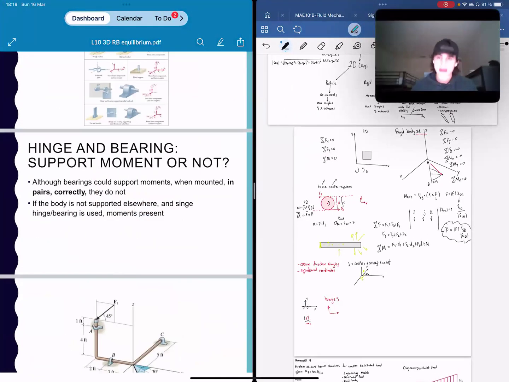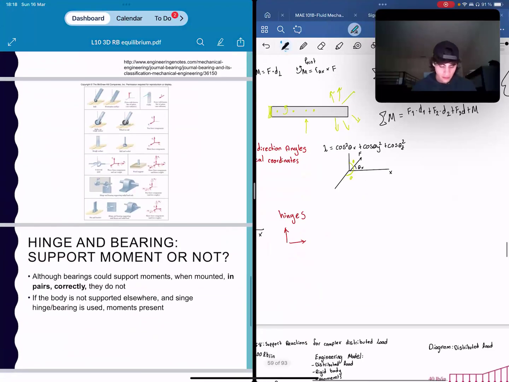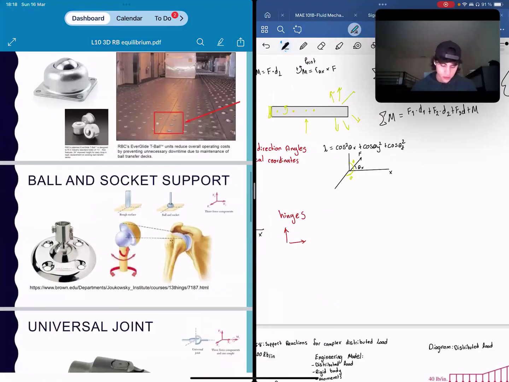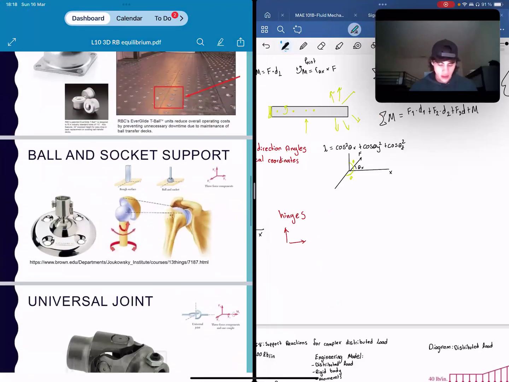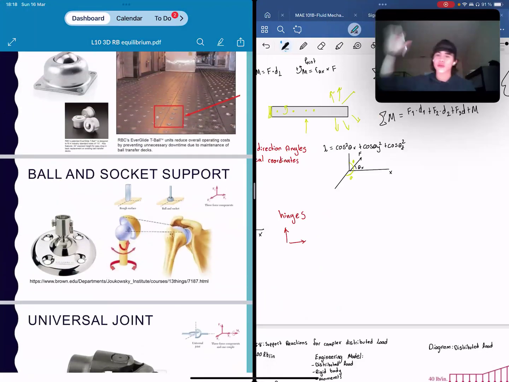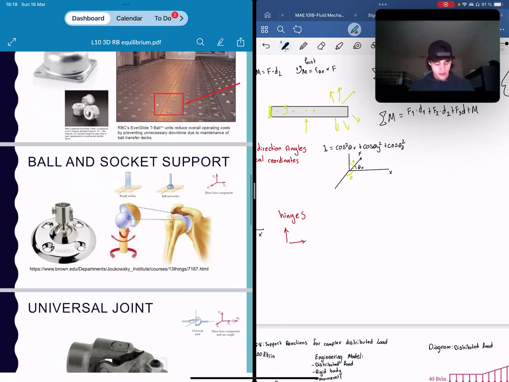So lecture 10, that is around week 6, is also about reactions, but this is in 3D, right? So I have to take into account the X, Y, and Z axes. Pretty important. As I was talking about before, the universal joint. For example, our shoulder is free to rotate in any axis, right? But when you try to pull it, well, good luck. It's not going anywhere, right? So that's called a ball and socket support.